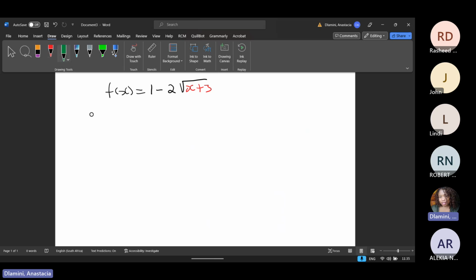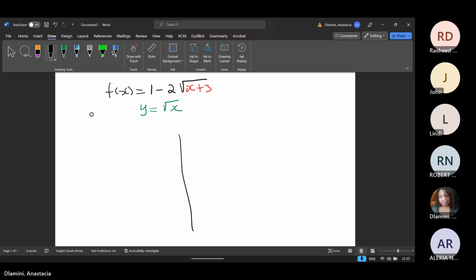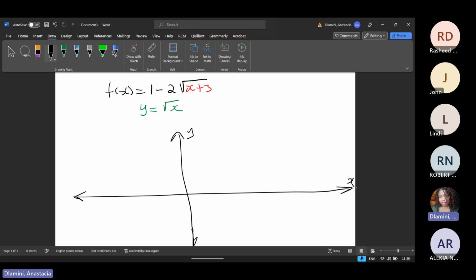So now, to draw a graph using transformation, you start with the parent function. In this case, the parent function is y equals square root of x. Now, let's draw y equals square root of x. So this is the y-axis, this is the x-axis. We know that square root of x is a graph like this. So this is y equals square root of x.